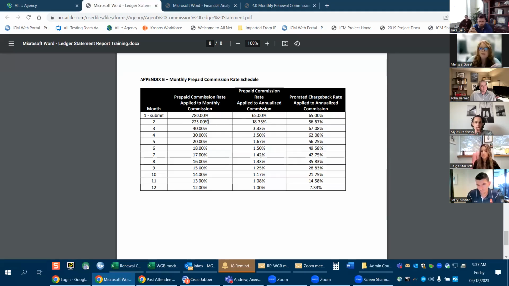And that's because we advanced a large amount of commission to the agent's ledger balance in month 2. If the policy lapses in month 3 after we've only collected 2 months worth of premium, then we take into account the total amount of earned commissions minus the amount of prepaid commissions that have been paid. And so the prorated chargeback rate is 67.08. That's a common question we receive at home office whenever there's a month 3 lapse. Like, why are you charging me back more than what I received in advance? It's because we paid the advance and also paid 225% of the commissions to the ledger balance in month 2. So that's the prorated chargeback.